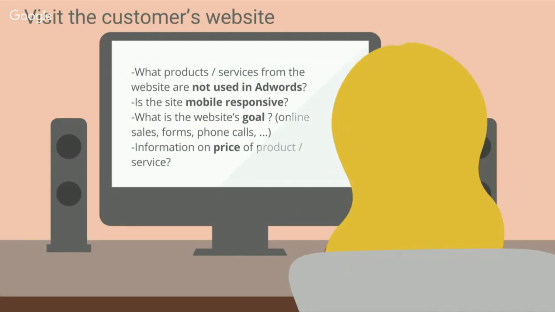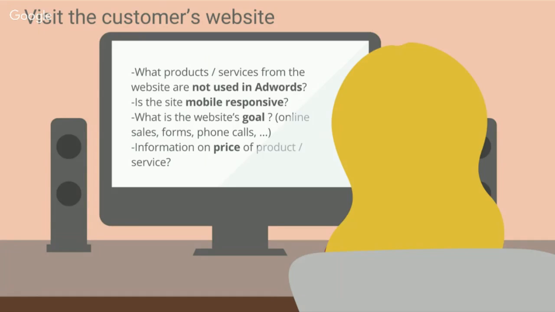So that last column there, 70% or above. First thing to do, visit the customer's website. You should have done this a long time ago. You should be doing this very often, but this is a great opportunity to revisit what products and services are on the website but not in your AdWords campaign. Is the site mobile responsive? Is that an opportunity to talk about that? If the mobile site is great, maybe we want to increase mobile bids for specific keywords. Maybe we want to add a near me campaign.